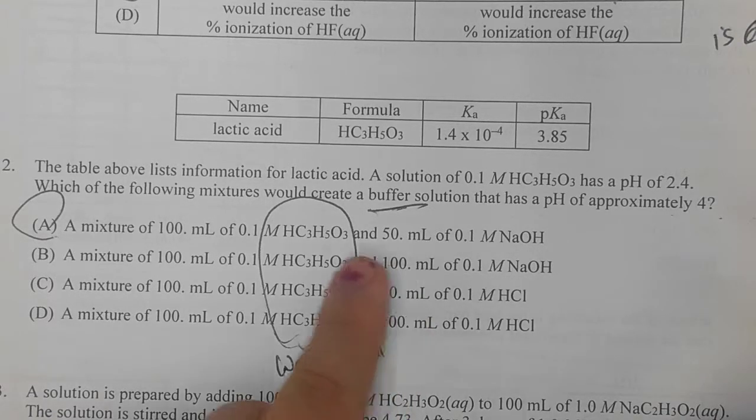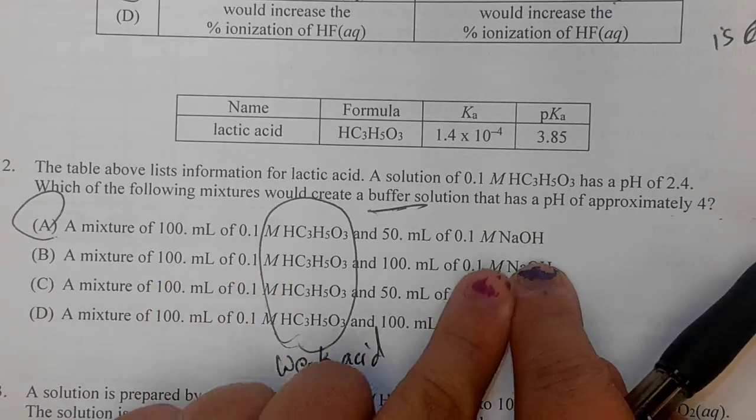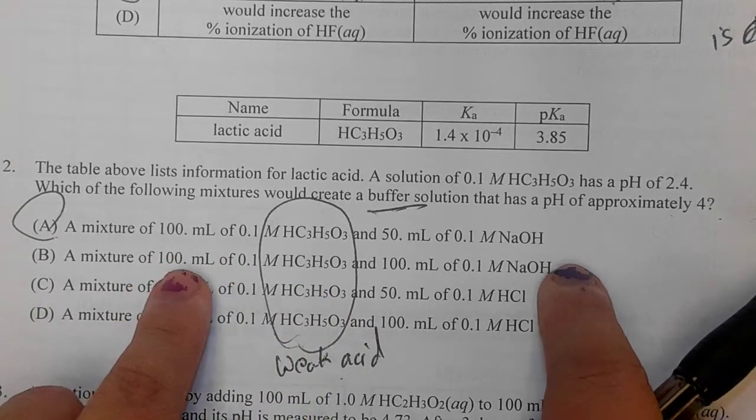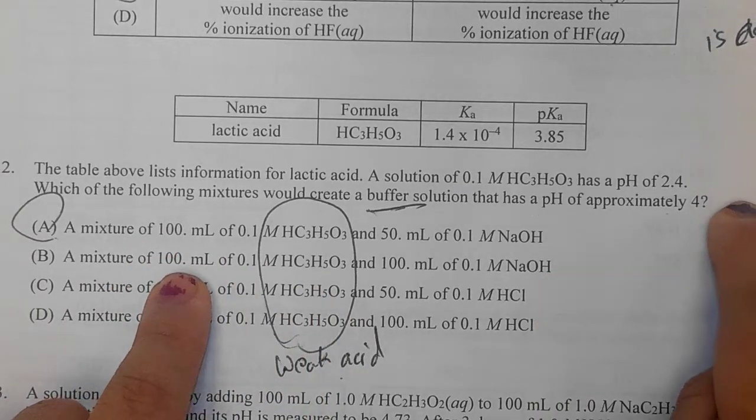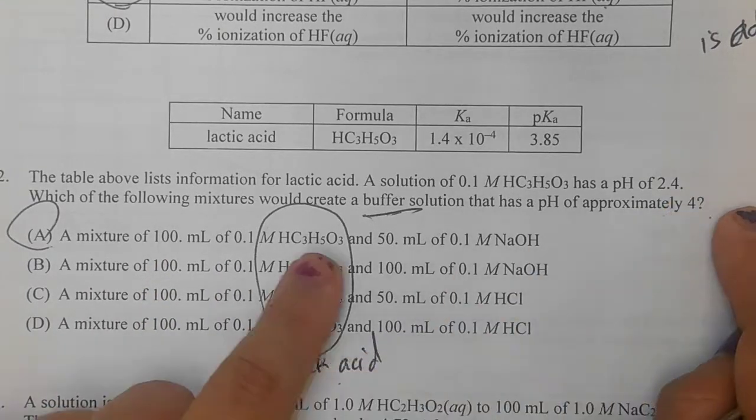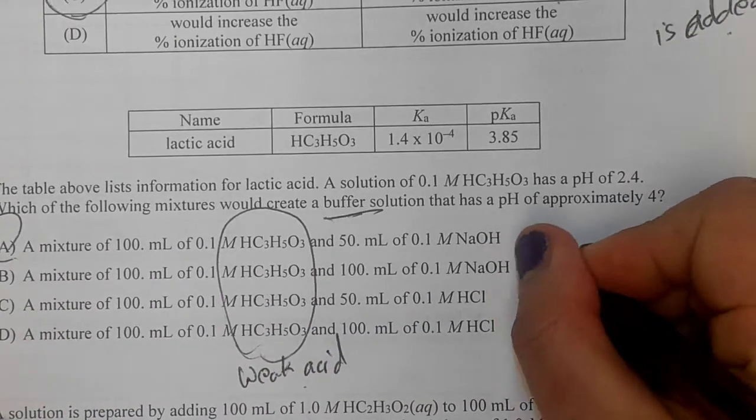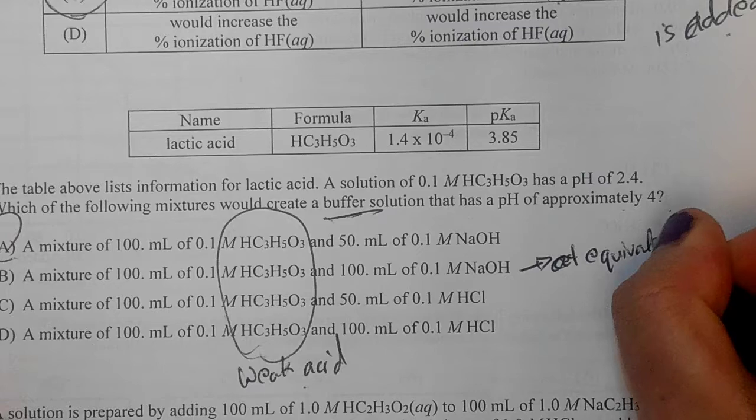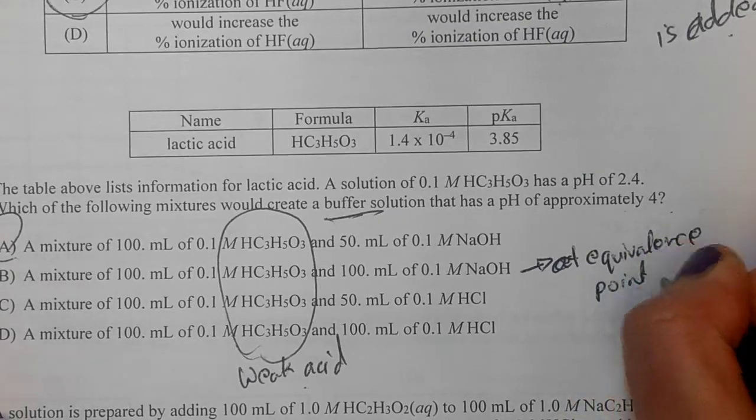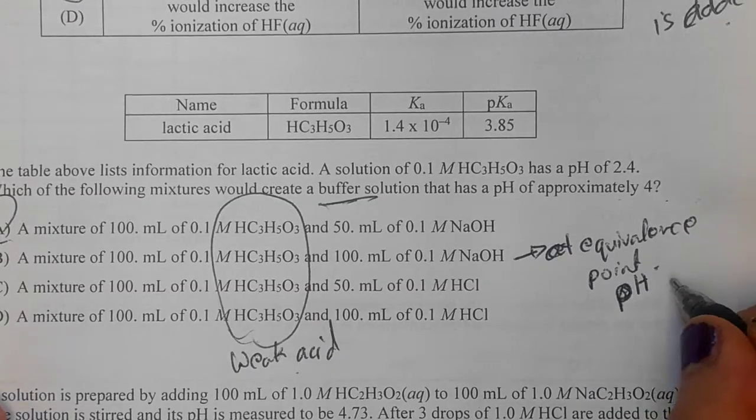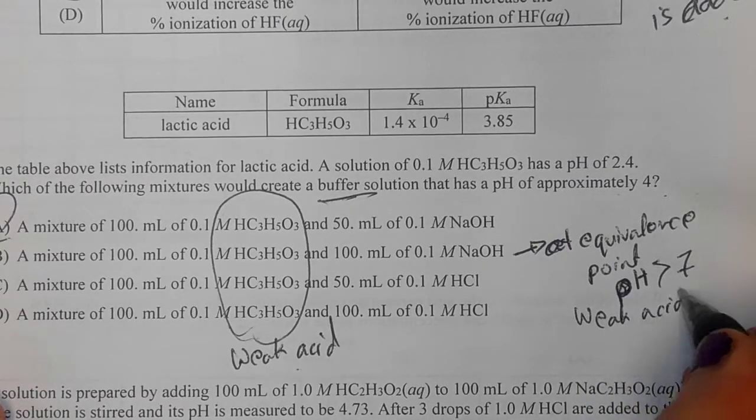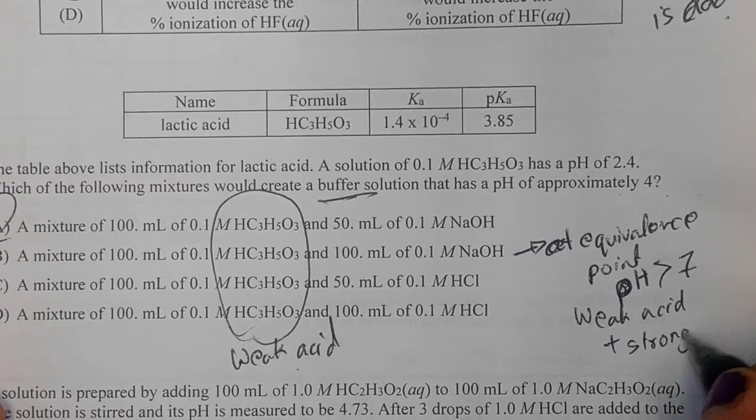Because if you have the same amount, that would be at the equivalence point, which means the pH should be greater than 7. We're looking for pH 4, so we're not looking at B, right? B is actually at the equivalence point. Now, do you know why I can tell it was the equivalence point? Equal amounts of H plus and OH minus, right? In this case, pH will be greater than 7 because you have a weak acid plus a strong base.